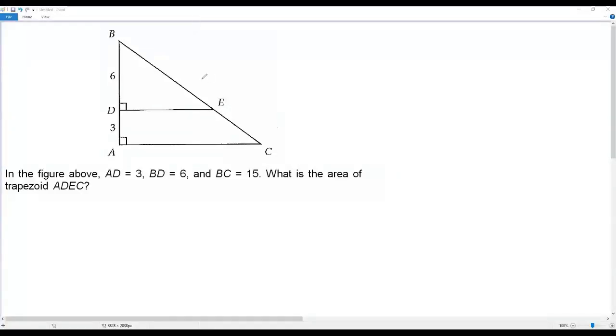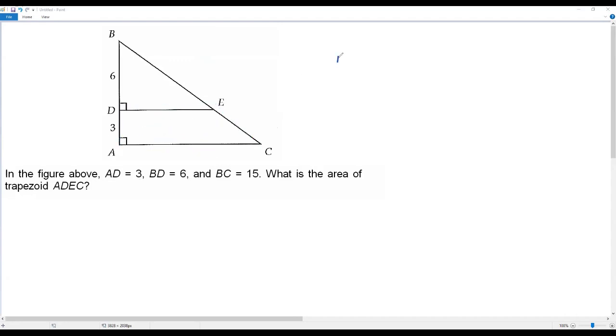Here we have a SAT math question. There is a figure given over here. In the figure above, AD equals 3, BD equals 6, and BC equals 15. What is the area of the trapezoid ADEC? So we have to get the area of this trapezoid ADEC.